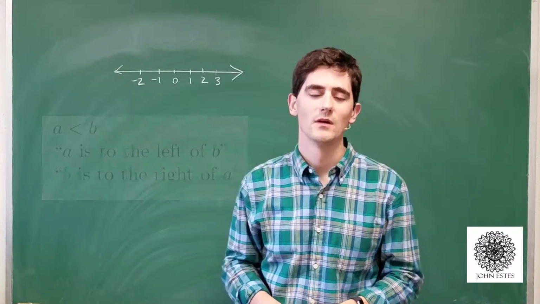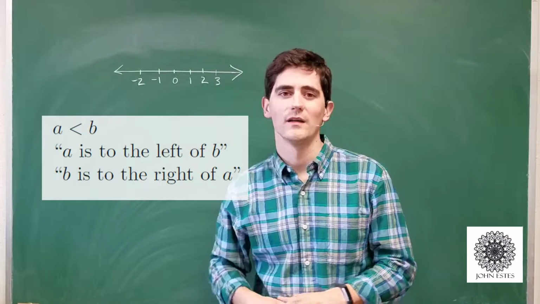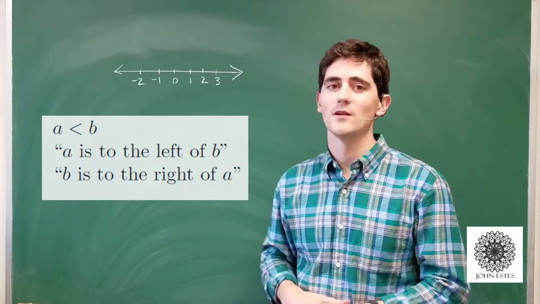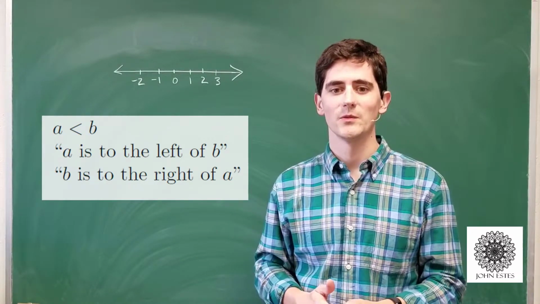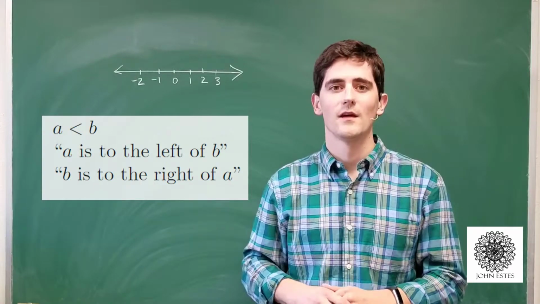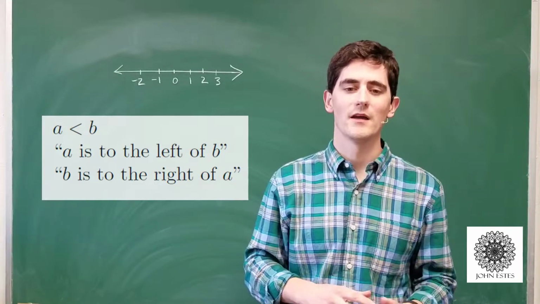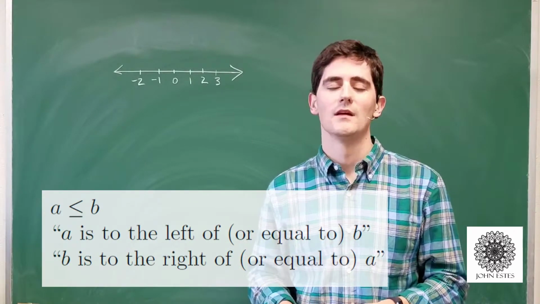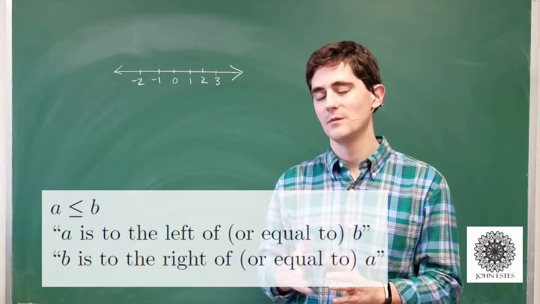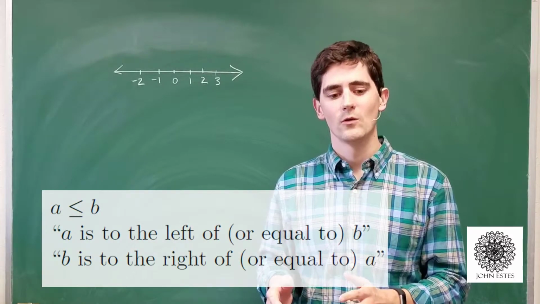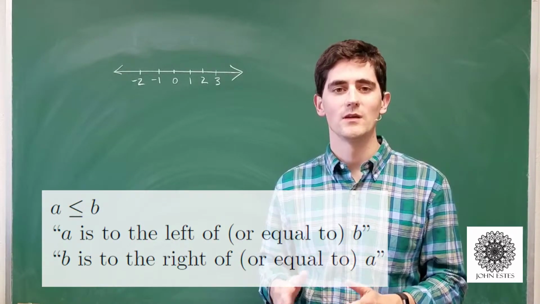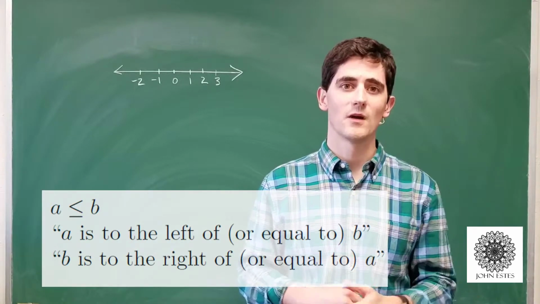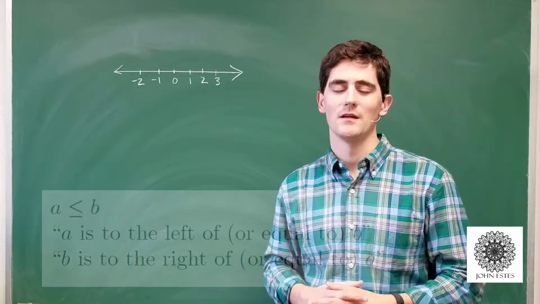So for example, looking at a number line, if I say something like A is less than B, what that means on the number line is that A is simply to the left of where B is, or B is to the right of A. And if I say A is less than or equal to B, that means not only could A be to the left of B, but it could be B itself. A and B could be the same. Similarly, B could either be to the right of A or B equals A.